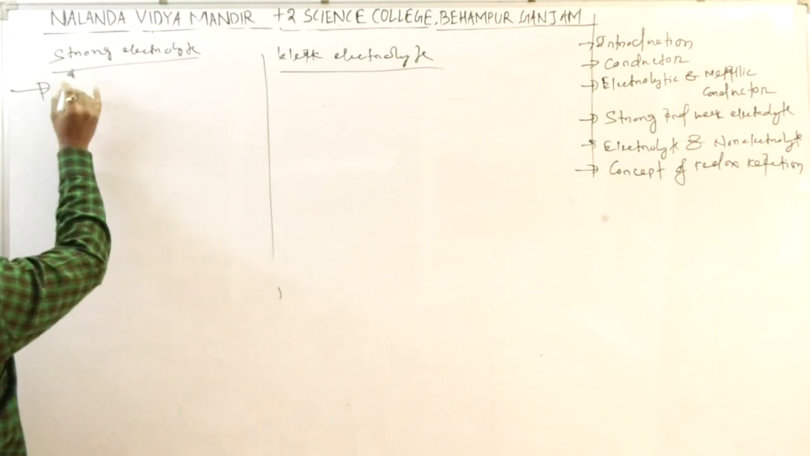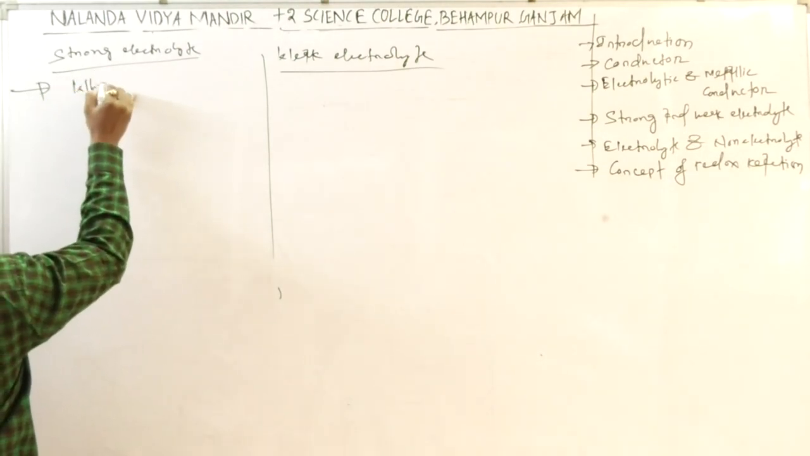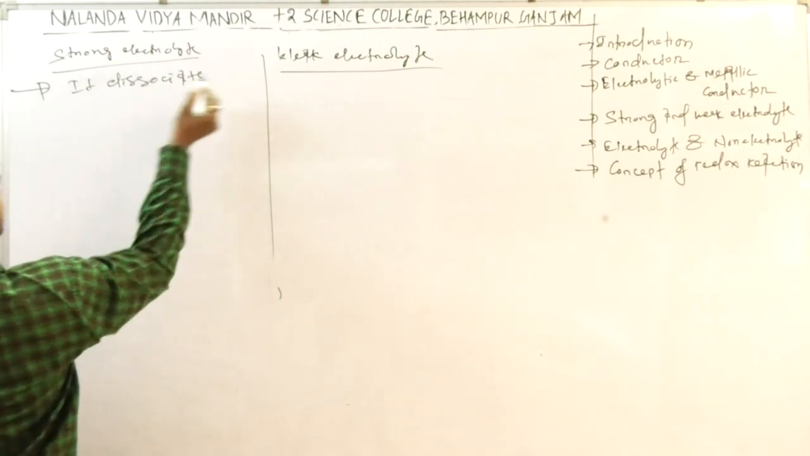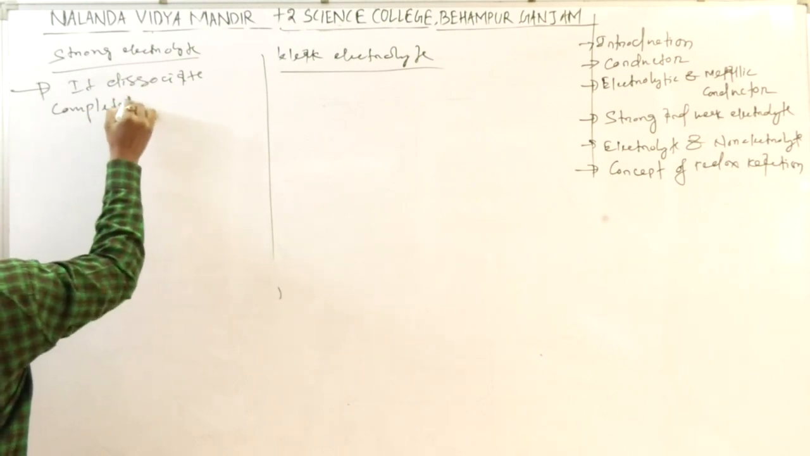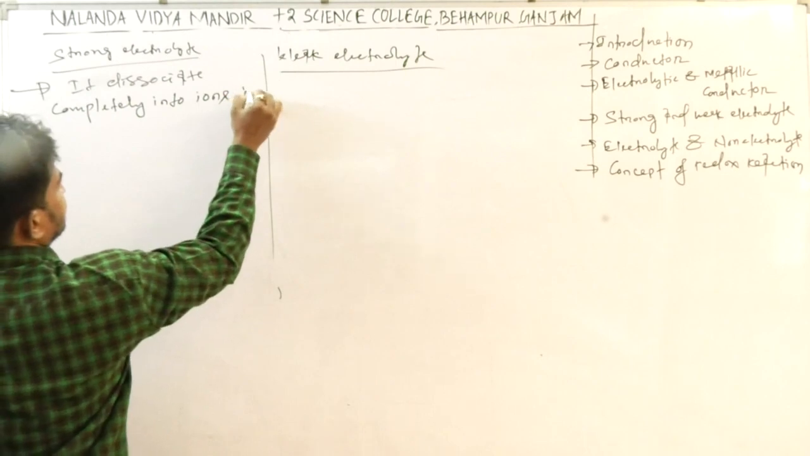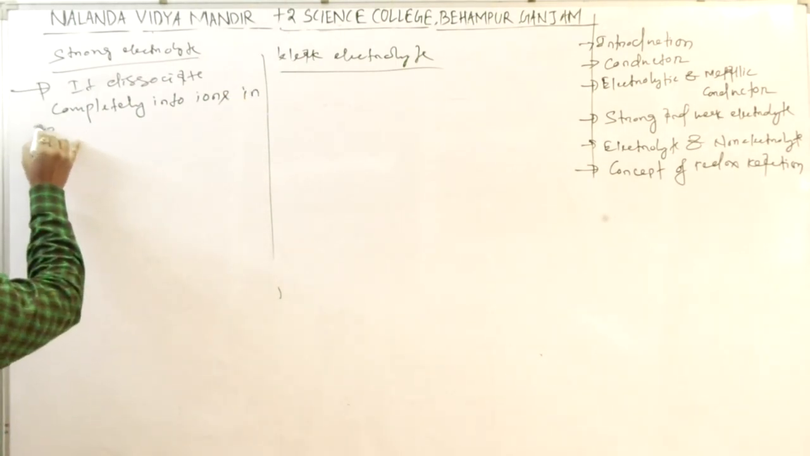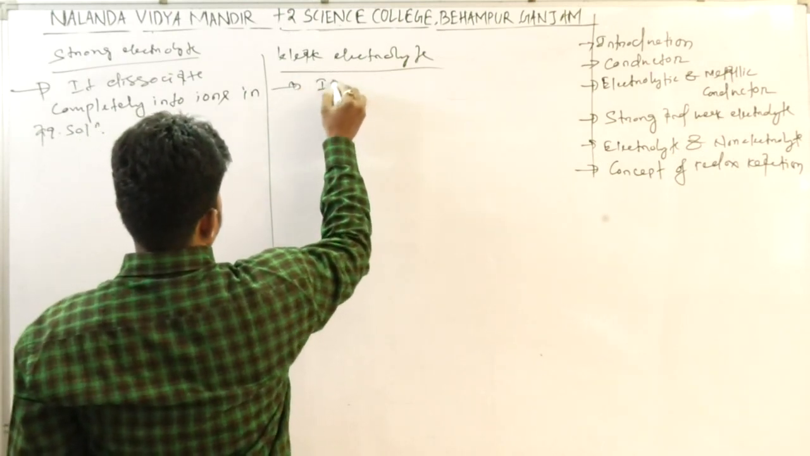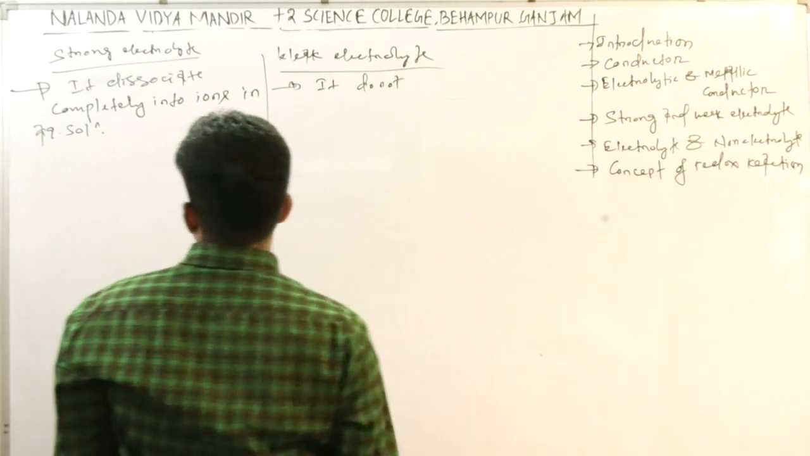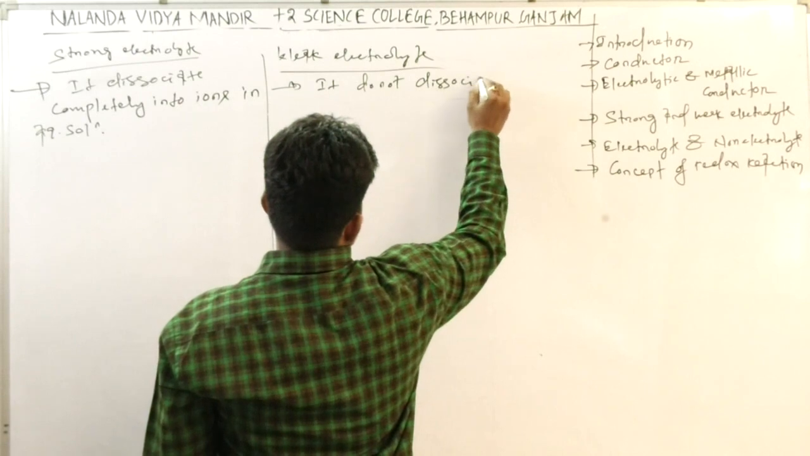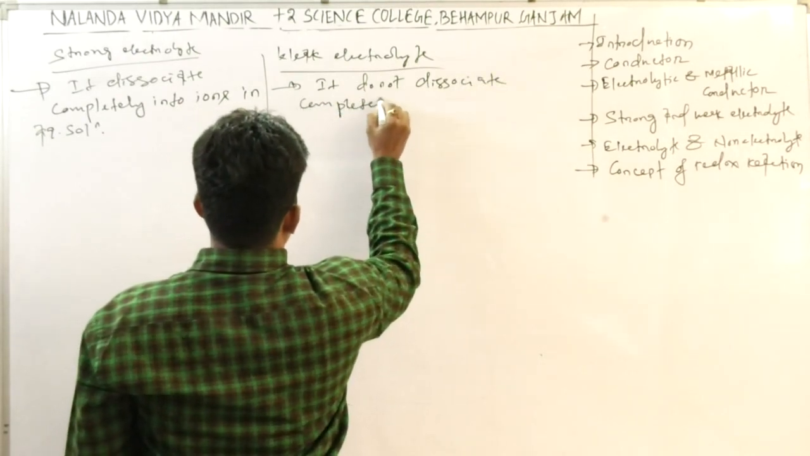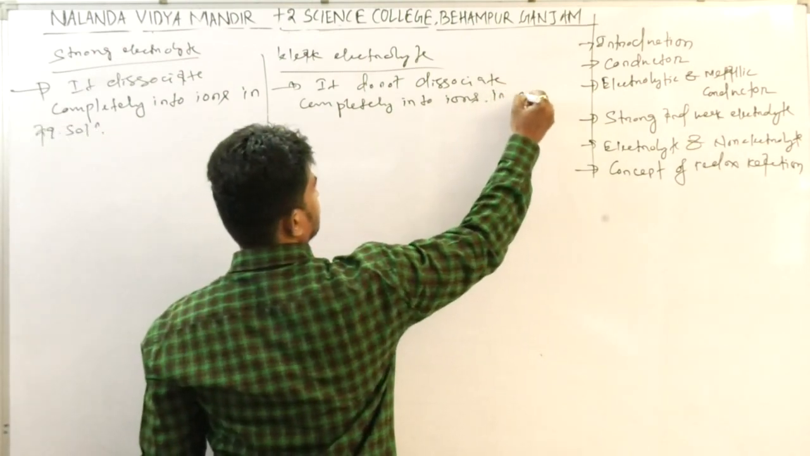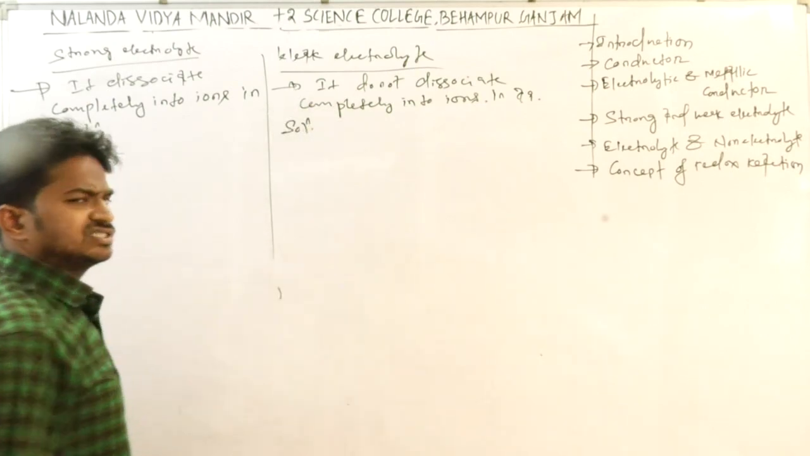Okay, so a strong electrolyte means the electrolyte which dissociates completely into ions in aqueous solutions. A weak electrolyte does not dissociate completely into ions in aqueous solutions, or we can say in fused state.